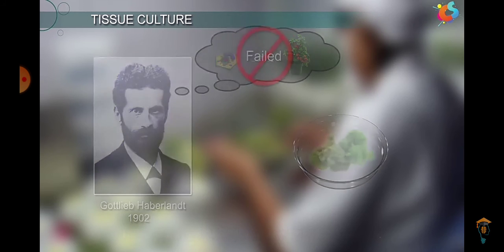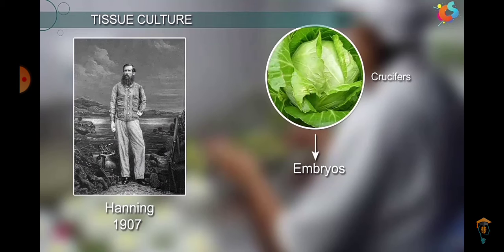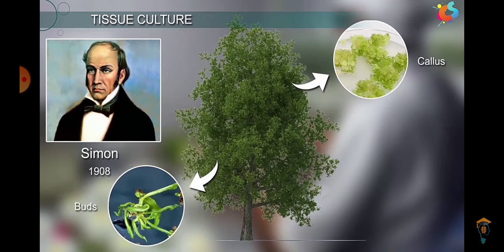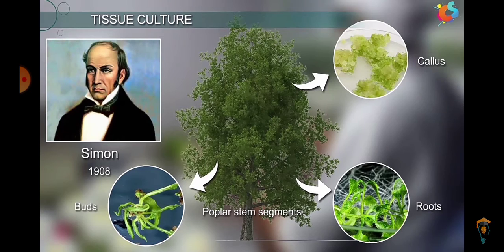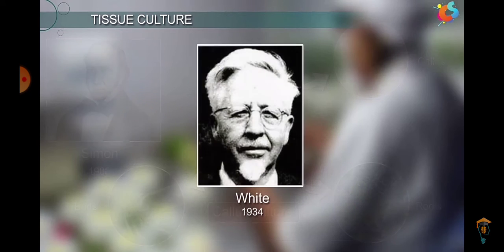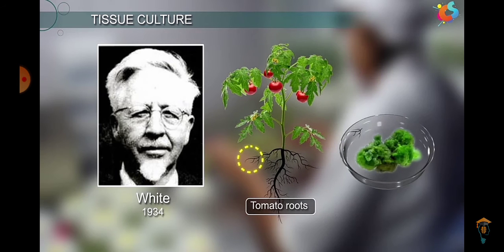Taking cue from his experiments, Hanning in 1907 took nearly mature embryos of crucifers and successfully grew them to maturity. In 1908, Simon regenerated callus, buds, and roots from poplar stem segments and established the basis for callus culture. A breakthrough came from White in 1934, who experimented on tomato roots. He reported not only could culture tomato root tips grow, but they could be repeatedly subcultured to fresh medium of inorganic salts supplemented with yeast extract.